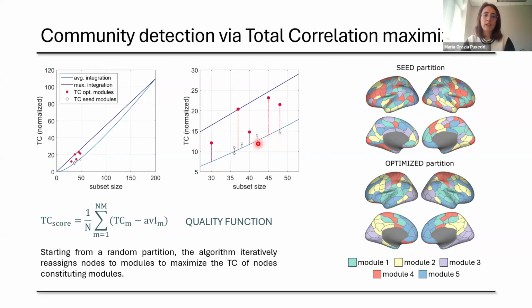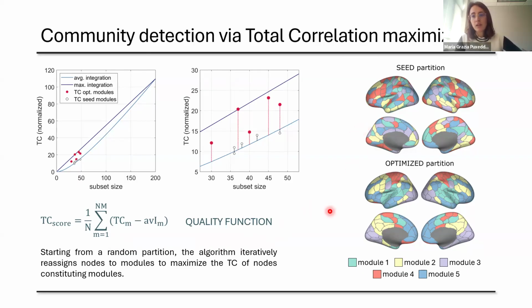So here you can see the random dots are the total correlation values at the beginning on the random seed partition, and here the red dots are the total correlation values of the modules after the optimization process. The optimization happens with a simulated annealing algorithm. And so this is a new quality function that we optimize. We optimize the difference between the total correlation within modules and the average level of integration that I expect for subsets of equal size.